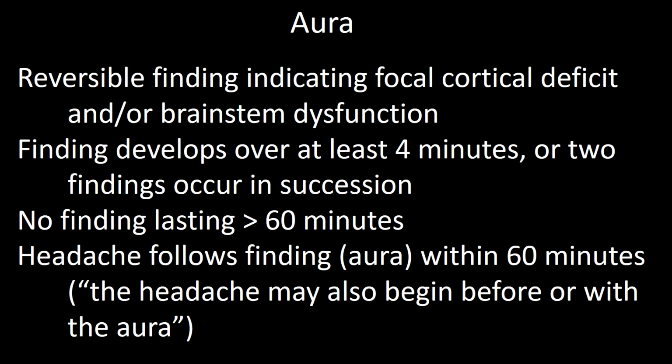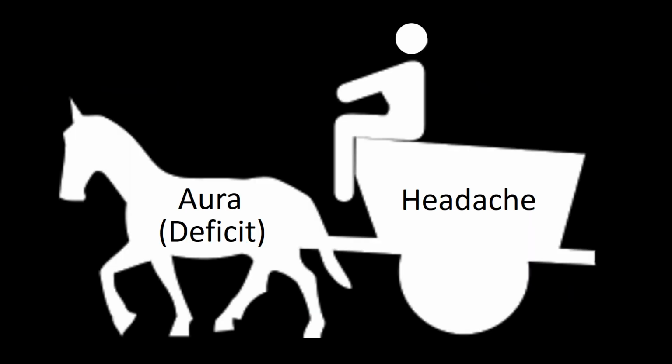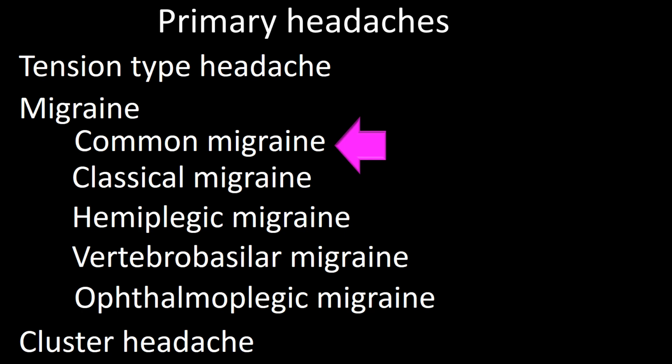Aura has a strict defining criteria. Stop the video and learn them. In general, despite the statement in quotation in the previous frame, think of an aura as a horse pulling a wagon, the wagon being the headache. In addition to common migraine, migraine can be classified as classic migraine.